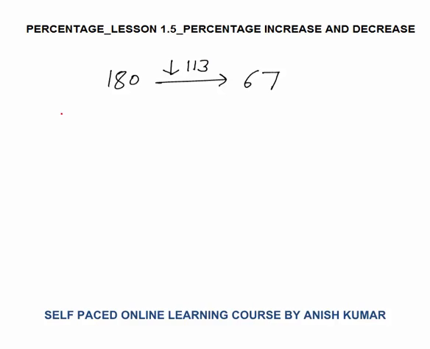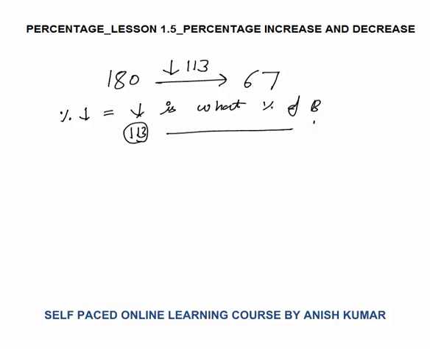Now as I told you, percentage decrease simply means that decrease is what percentage of base. So I need to find the decrease. My 113 is what percentage of base, that is 180. 180 is the base because I am finding the decrease from 180. So simply I need to find 113 is what percentage of 180. Now you must know the table. We will use the 100%, 10% and 1% method.